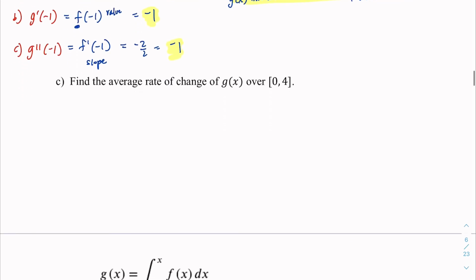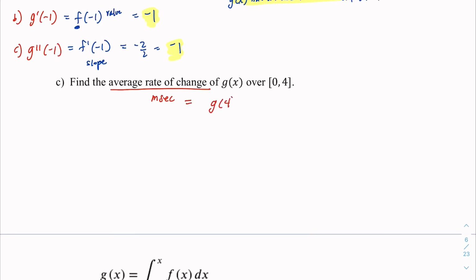Okay, let's do C. Find the average rate of change. Okay, these are like magic words. Whenever you see average rate of change, you should be thinking m sec. So the average rate of change of g over this interval will be g of 4 minus g of 0 all over 4 minus 0.